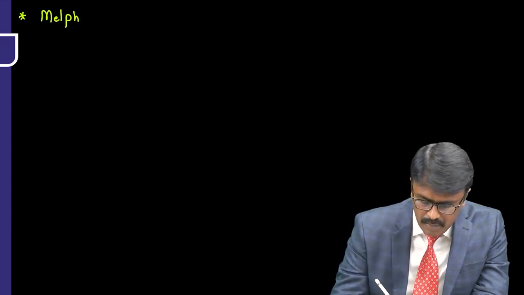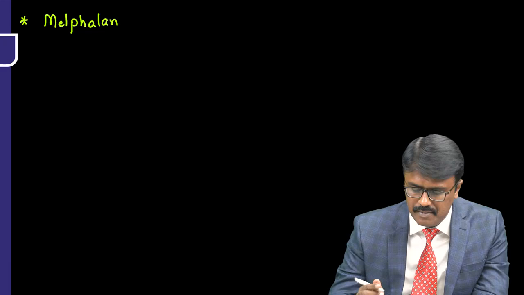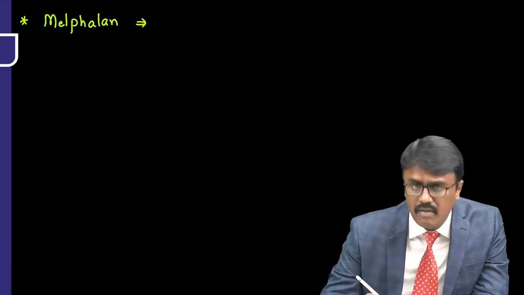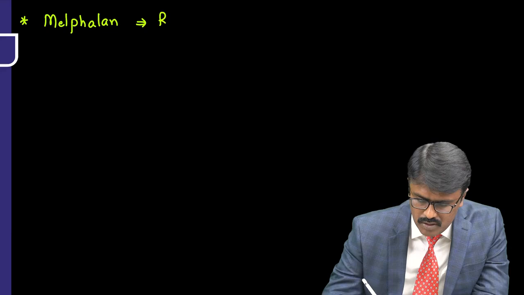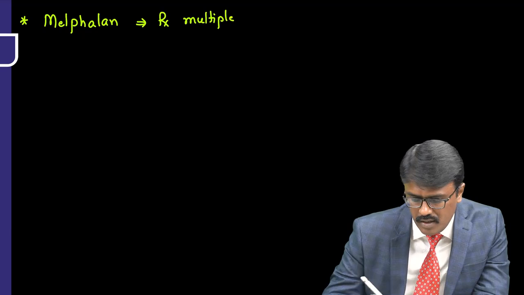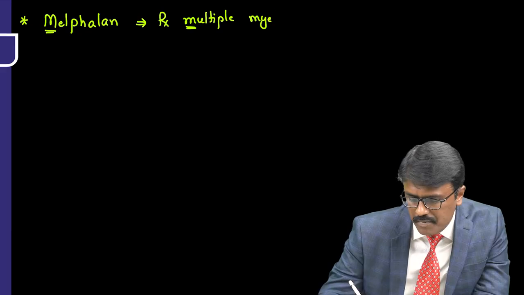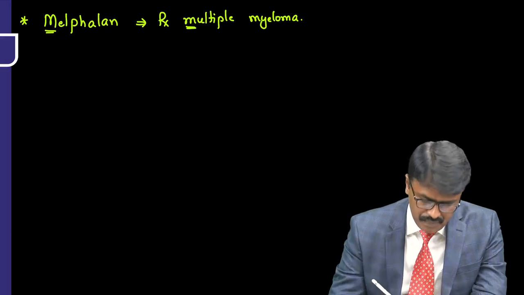So the other DNA alkylating agent we are going to discuss is called melphalan. Read the name. It is called melphalan. Since it starts with M, it is also used to treat multiple myeloma. So M for, you can see the M, multiple, and one more M, myeloma. It is used for multiple myeloma.